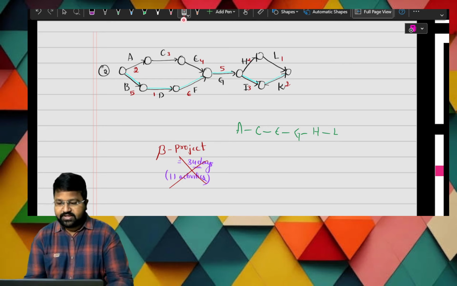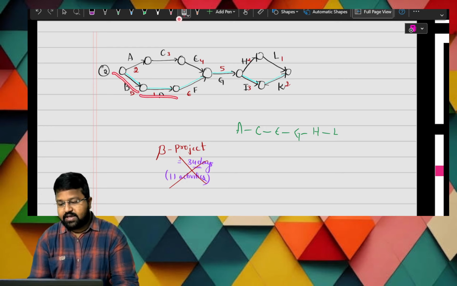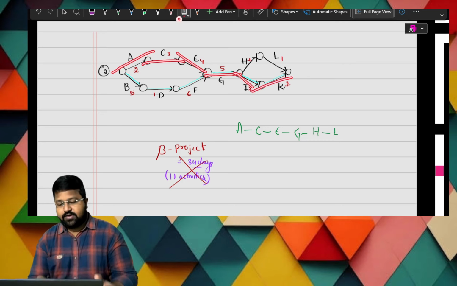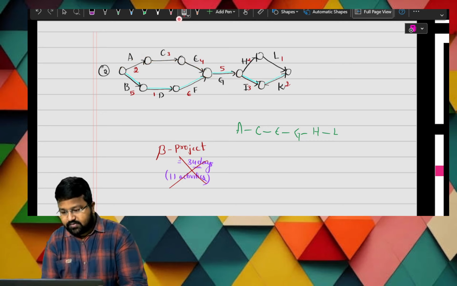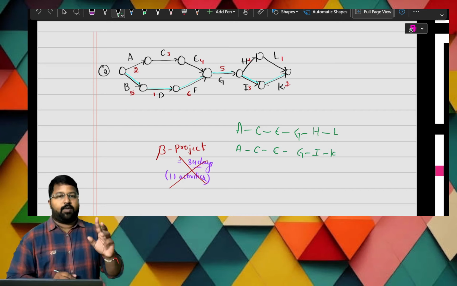So the next one will be A, C, E, G, I, K. Next, I'm writing the next path: A, C, E, G, and the last two are varying, that is I and K. These are the two paths.